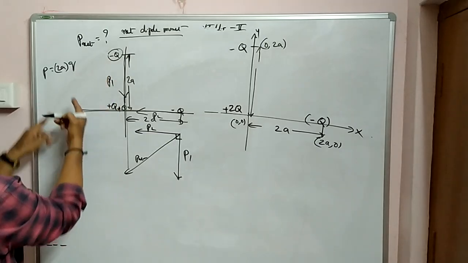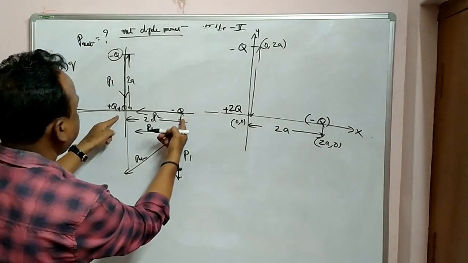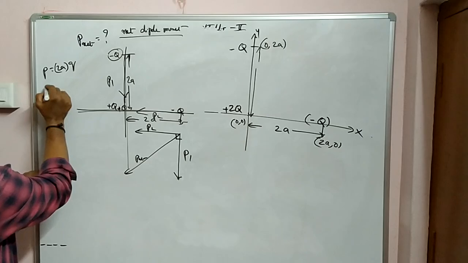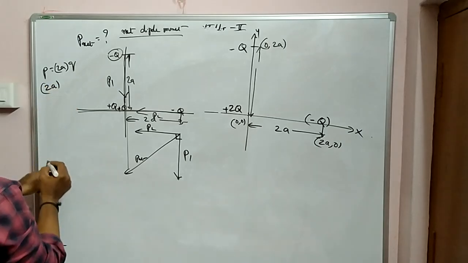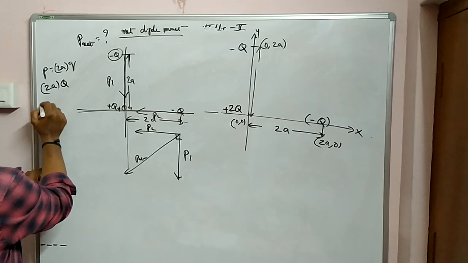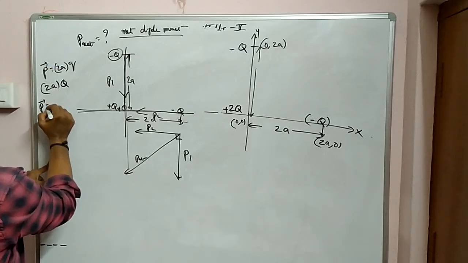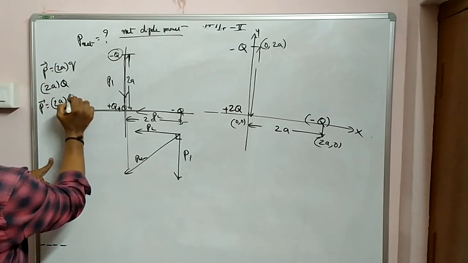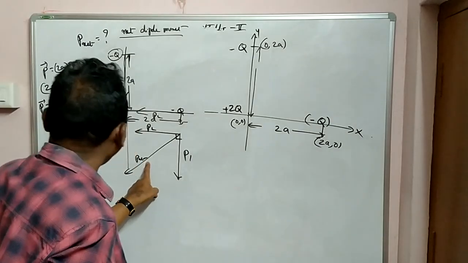What is the distance? 2a. Distance between the, you can take any two charges, 2a. 2a into what is the charge value? Q. So therefore dipole moment P is given by 2a into capital Q. So what will be this net?